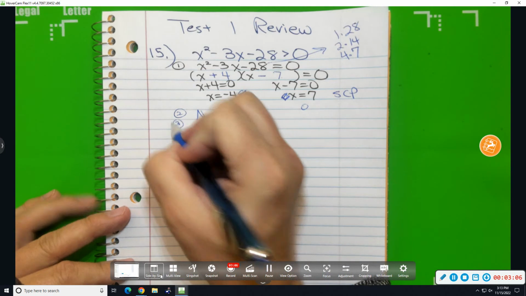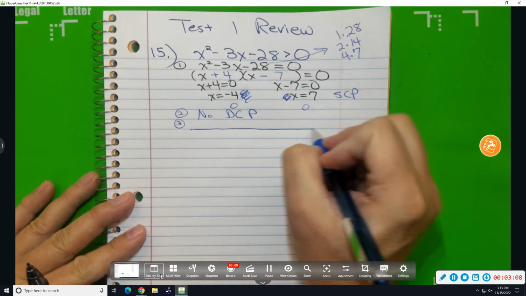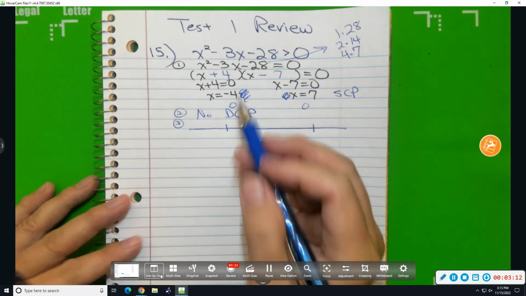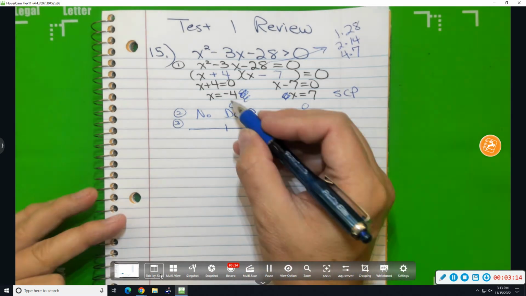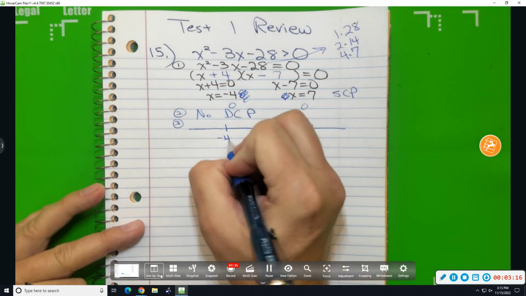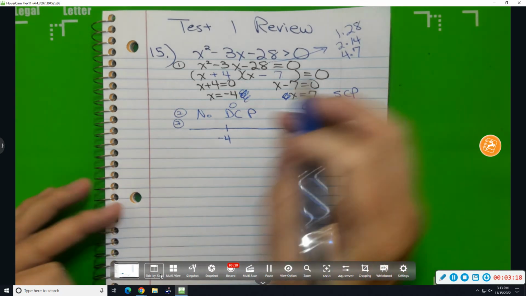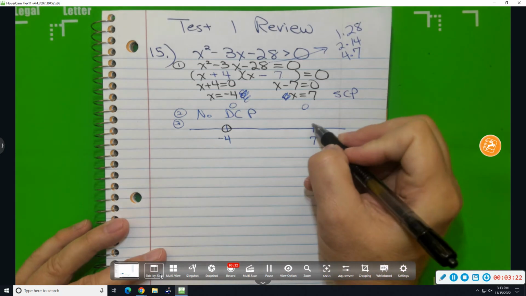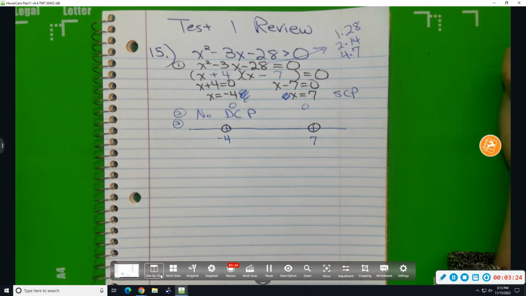Third step, you draw a number line. You label your cut points. First of all, make sure you put them small to big, so it's negative 4 on the left and 7 on the right. And we said they'll be open. Step number 4, we have to check intervals, but I don't think we're going to have to check every one of these intervals.